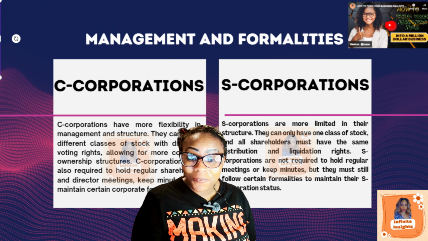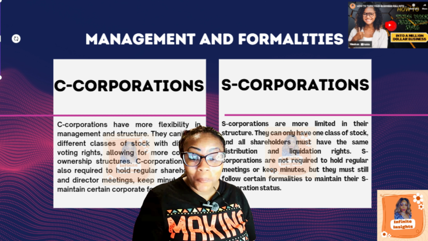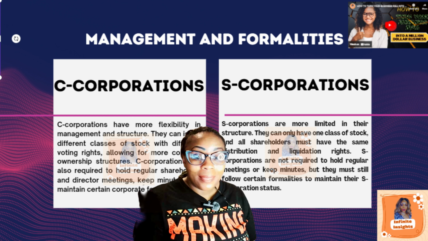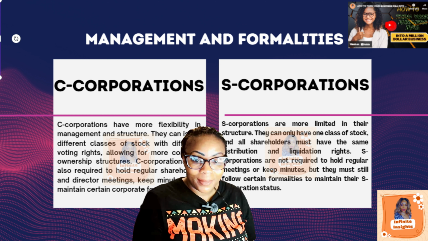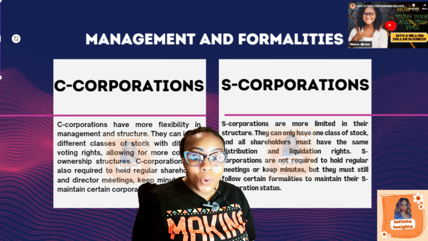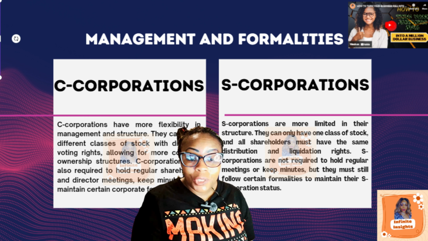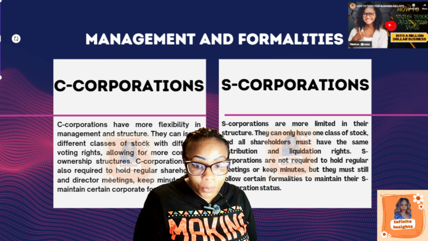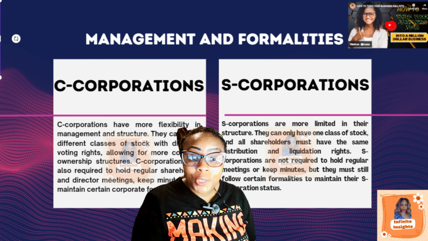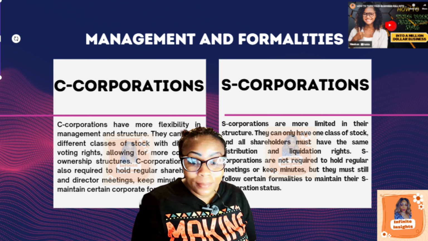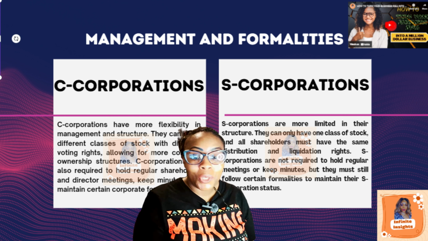We are on section 5, management and formalities. C corporations have more flexibility in management and structure. They can issue different classes of stock with different voting rights, allowing more complex ownership structures. C corporations are also required to hold regular shareholder and director meetings. They should keep the meeting notes and maintain certain corporate formalities.